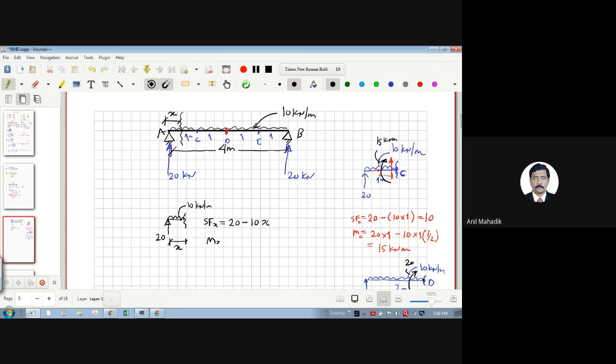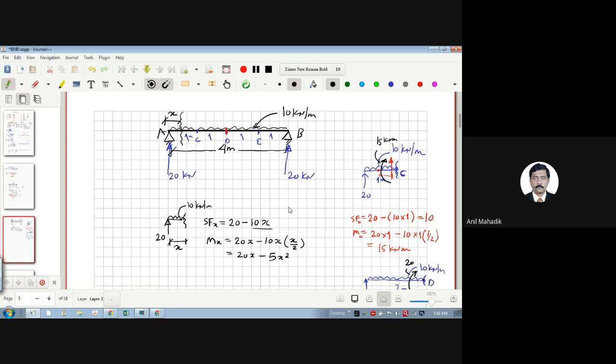And what is the moment at x? 20 into x minus 10 into x is the force, and where will it act? At x by 2. So this will come as 20x minus 5x square. Now if you look at the shear force equation, you will see 10x is there.